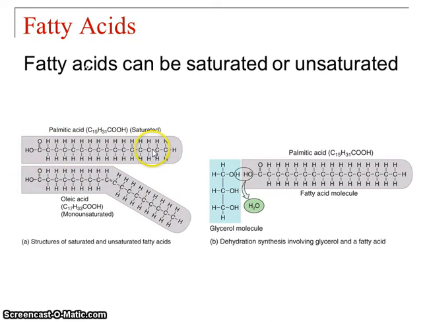So the ones that are very straight are saturated. These carbons are saturated with hydrogens. They don't have any double bonds. So when you've got lots of saturated fats, they're solid at room temperature because they can stack really nicely. Unsaturated fats have double bonds and they kink. They don't fit nicely together, so there's more spaces. They're oil at room temperature.